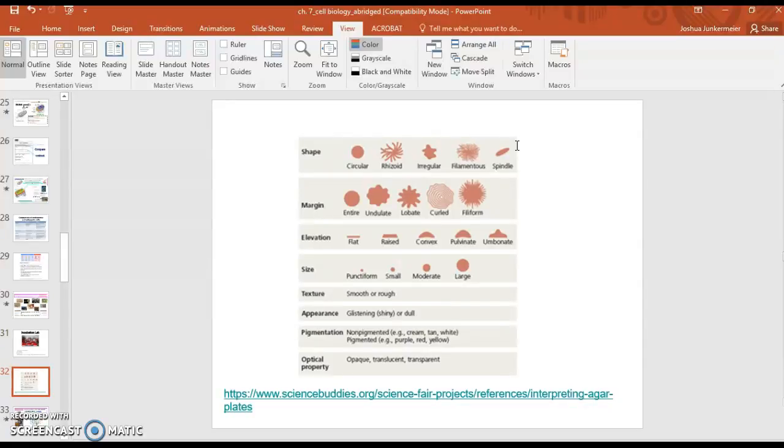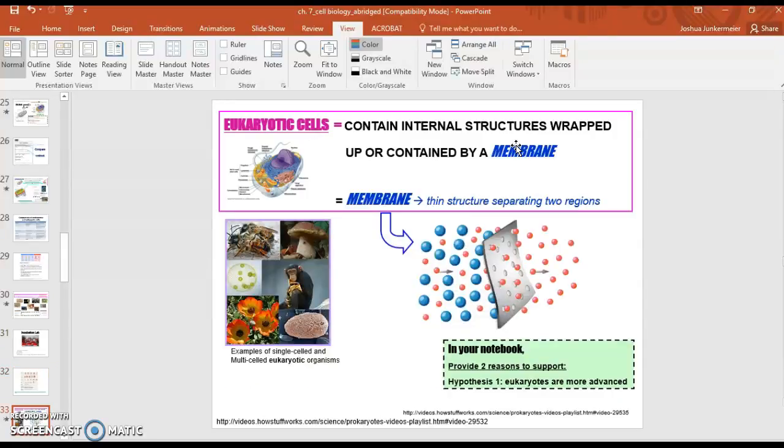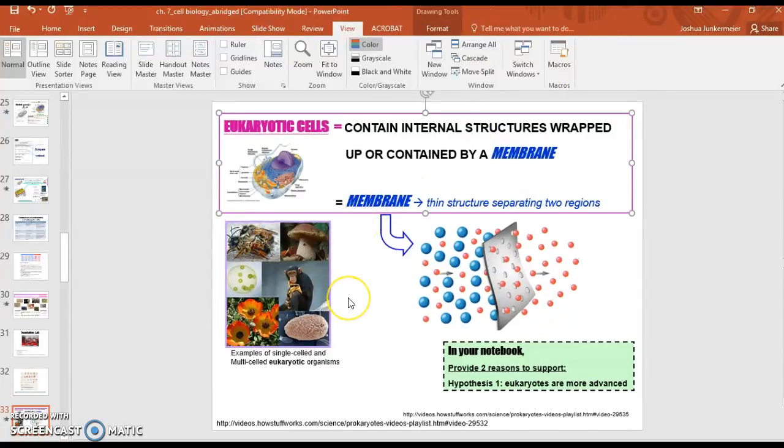Slide 32 is what we'll use when we're doing our lab. Just go ahead and ignore it. Slide 33 is our first official definition of a eukaryotic cell.